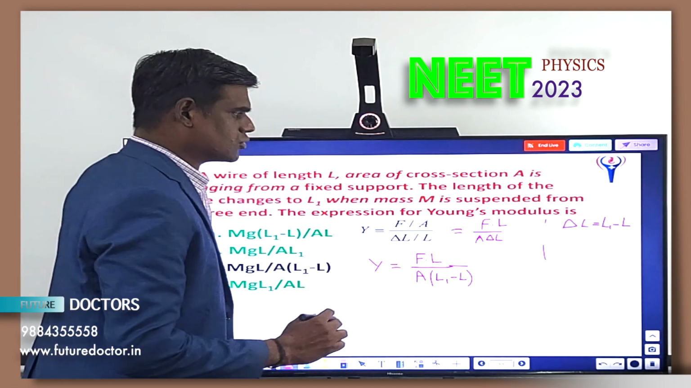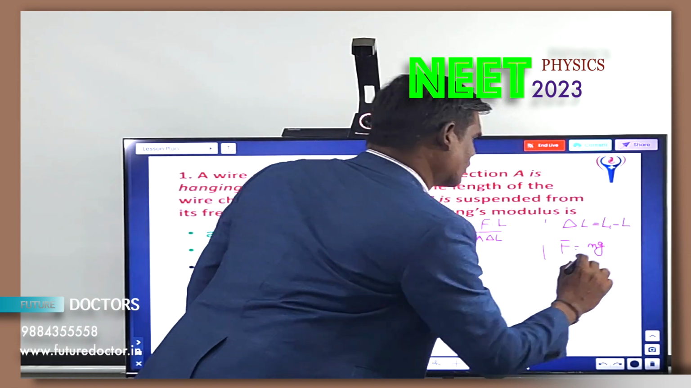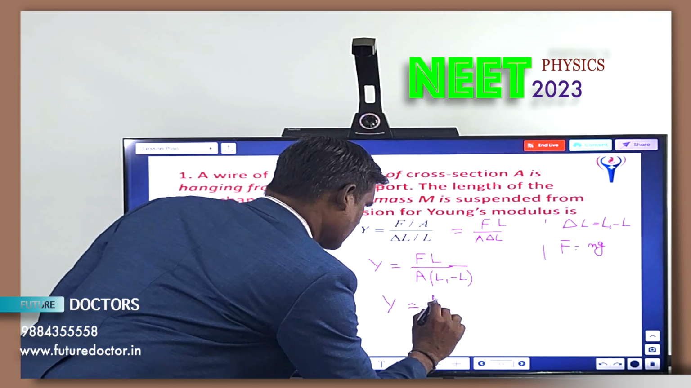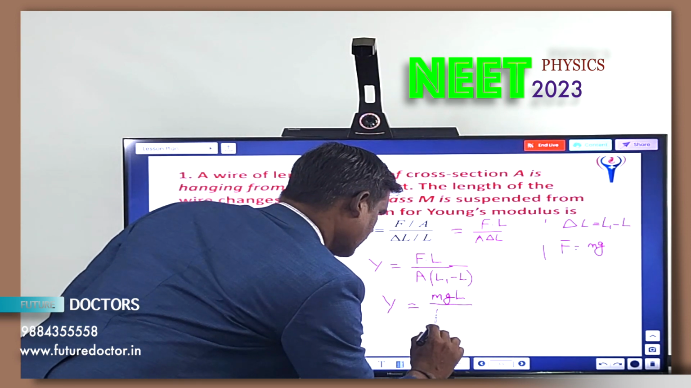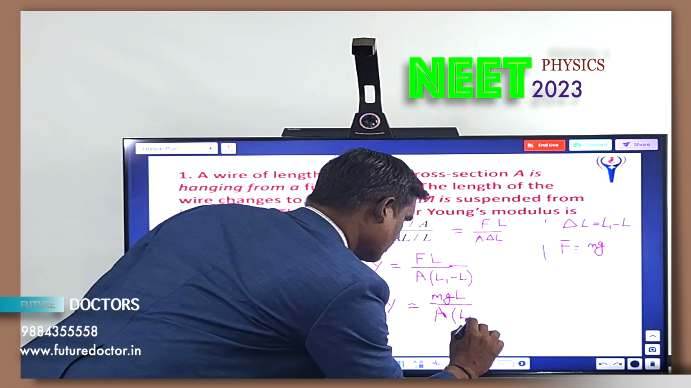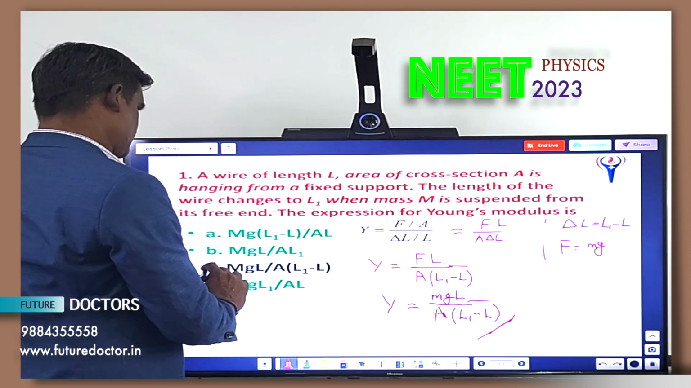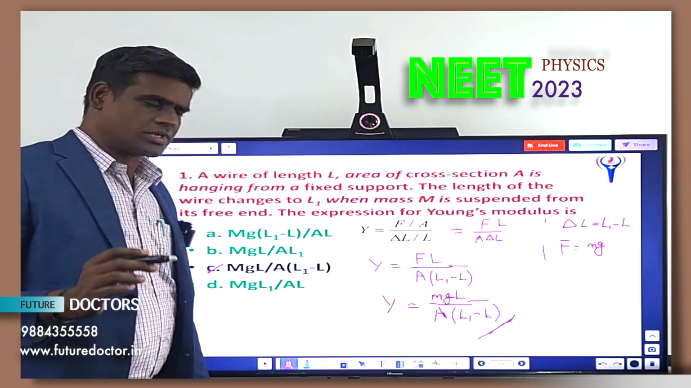And F equal to M into G. Substitute this here. Y equal to M G L divided by A into L1 minus L. That is option C. Option C is the correct answer. Let's move to question number 2.